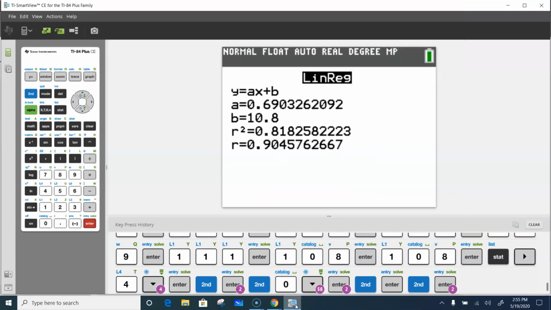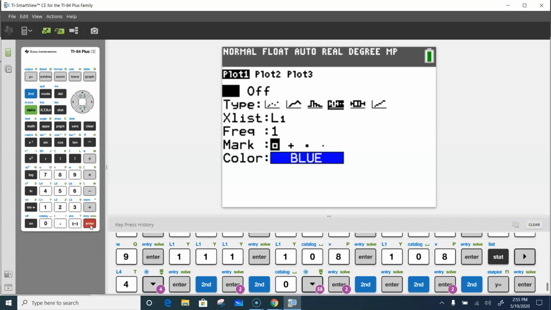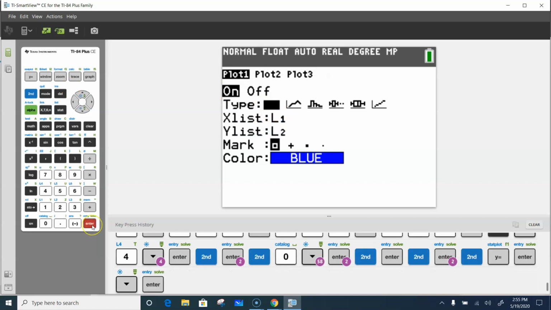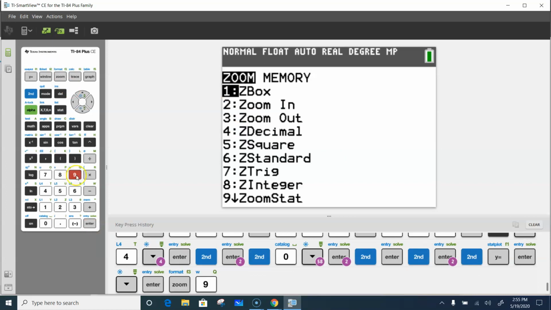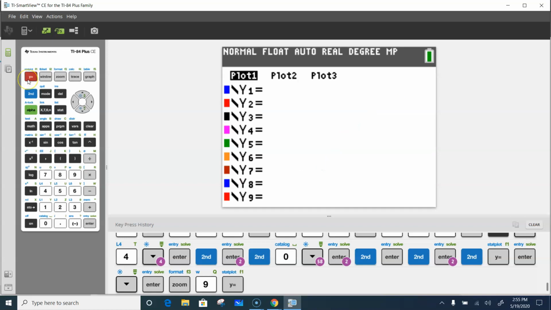So let's go back to our calculator and just do a couple of things here. I want to hit second y equals, and I want to turn a scatter plot on, but this time I want this very first one here. I want the scatter plot. So I'm going to arrow down and make sure the scatter plot is on. And then I'm going to hit zoom 9. Okay? So there's my scatter plot, but they also have the regression line drawn in.